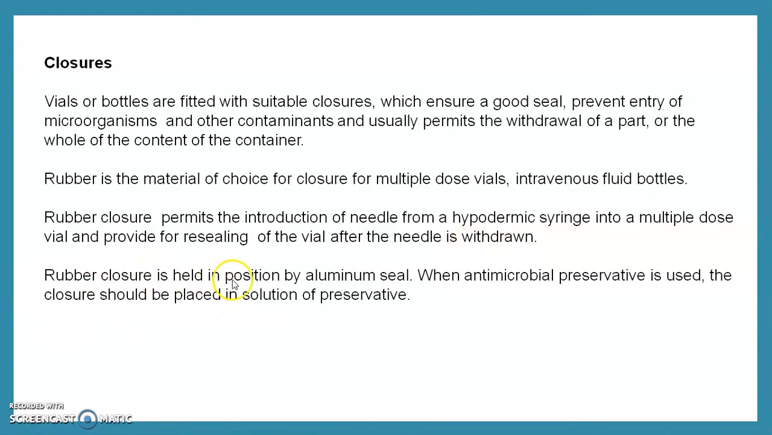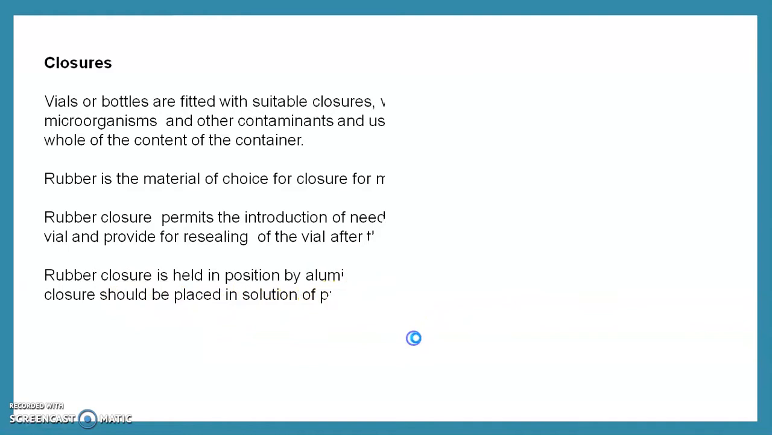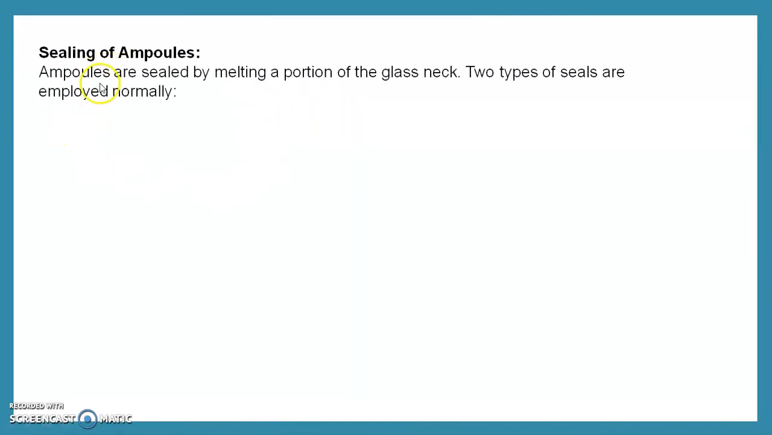The rubber closure is held in position by an aluminum seal. When an antimicrobial preservative is used, the closure should be placed in the solution of the preservative. In this way, closures should have the required properties during the preparation of parenterals. Then we see the sealing of ampoules.